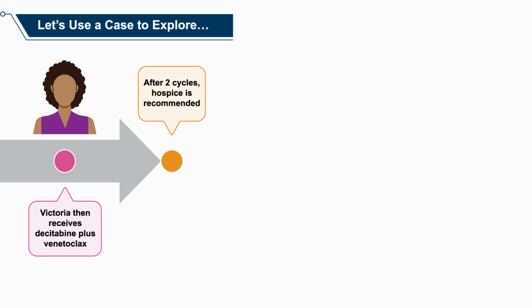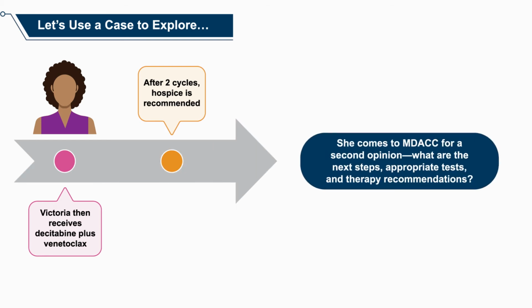At this point, she came to MD Anderson for a second opinion and wanted to know what the next steps are and whether there were additional treatment options that could be offered to her. So what are the next steps for us in terms of making an accurate diagnosis that can better inform the selection of appropriate therapeutic options for our patient?